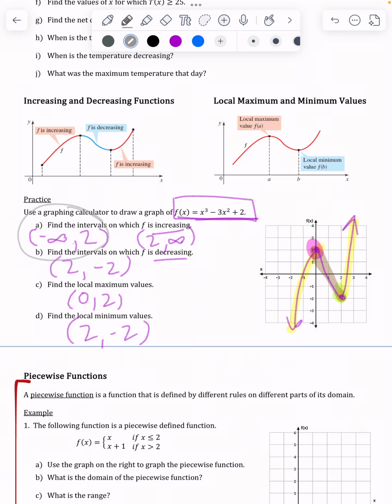And then if you have two intervals that are increasing or decreasing, you have to write them both. And then you write a U symbol, which means union. It basically means and. It's saying this and this is happening.